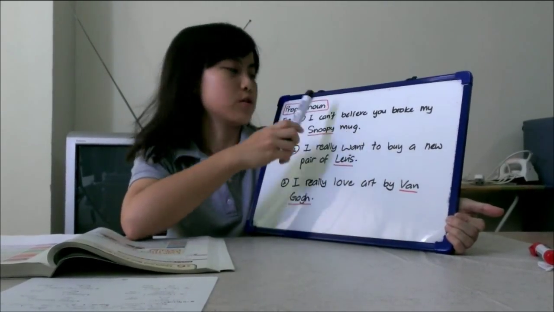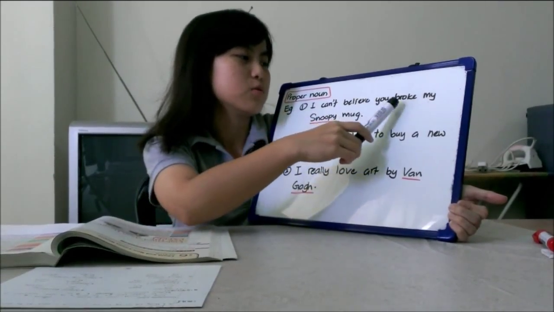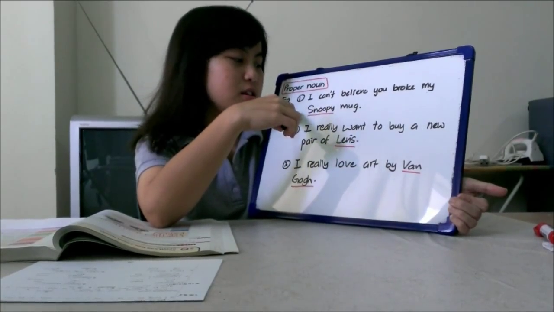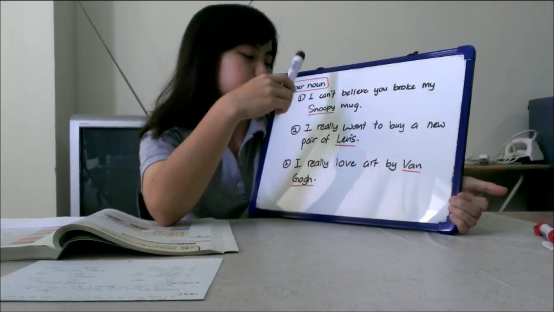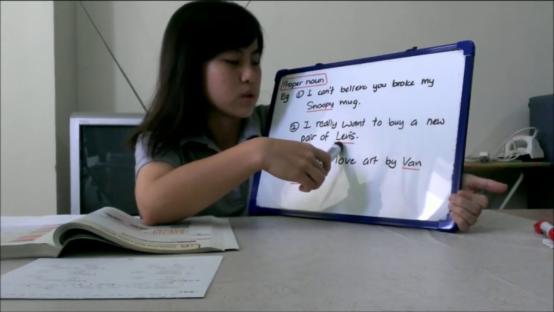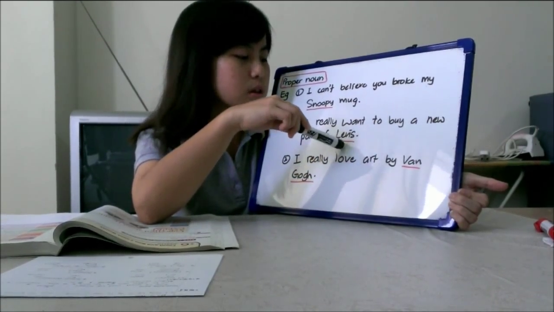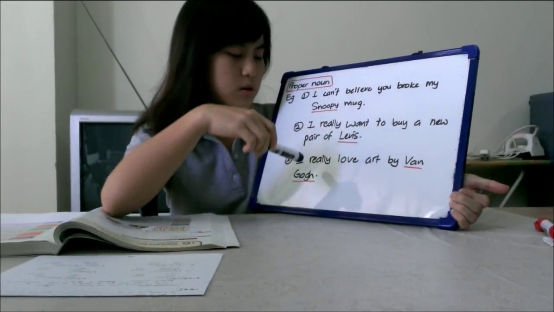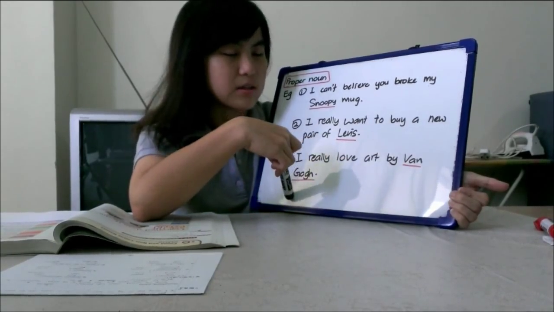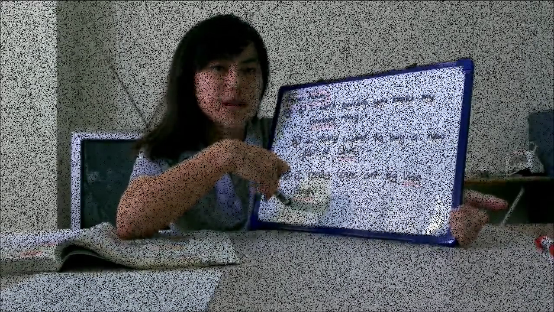Here are some examples for the proper noun. Like the first sentence, I can't believe you broke my Snoopy mug. The Snoopy here is the name of the character, so the S is capitalized. For the second sentence, I really want to buy a new pair of Levi's. The Levi's here is the name of the trousers, and so the L is capitalized. For the third sentence, I really love art by Van Gogh. Van Gogh is the name of the artist, and so the V and G are capitalized.